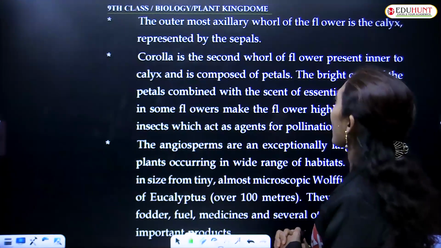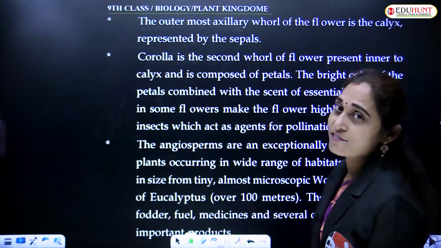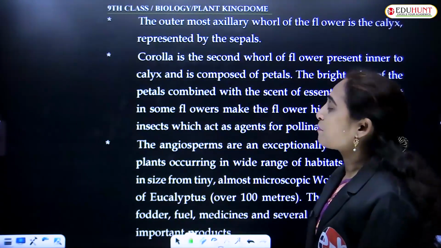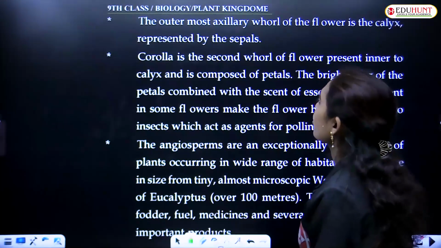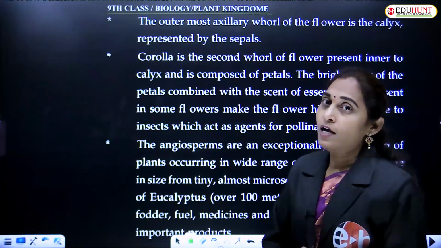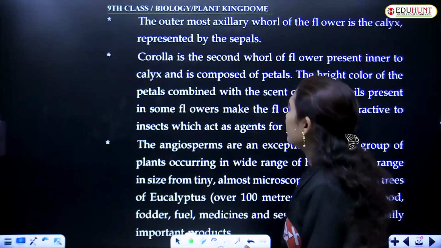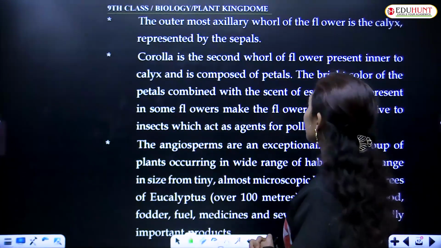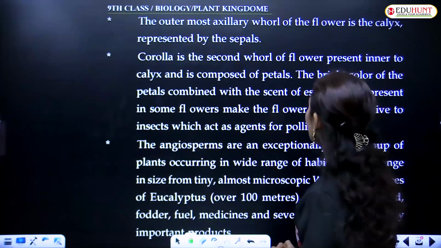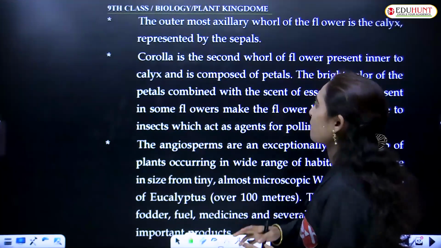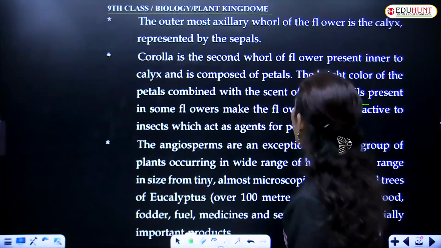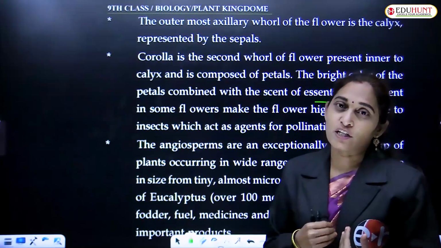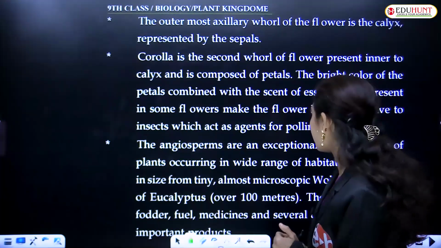The outermost accessory whorl of the flower is called the calyx, represented by the sepals, as I mentioned. Corolla is the second whorl, represented by the petals. The bright color of the petals, combined with the scent of essential oils present in some flowers, makes the flower highly attractive to pollinating agents, that is insects and some birds.